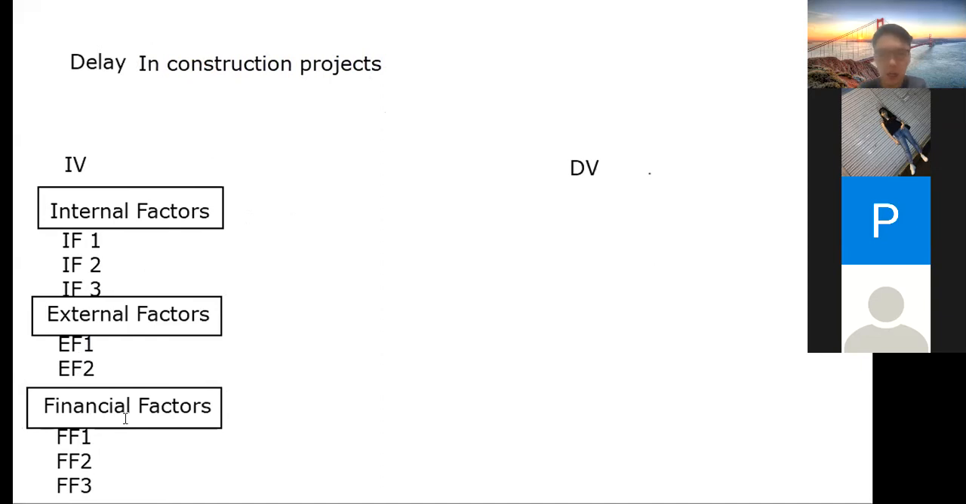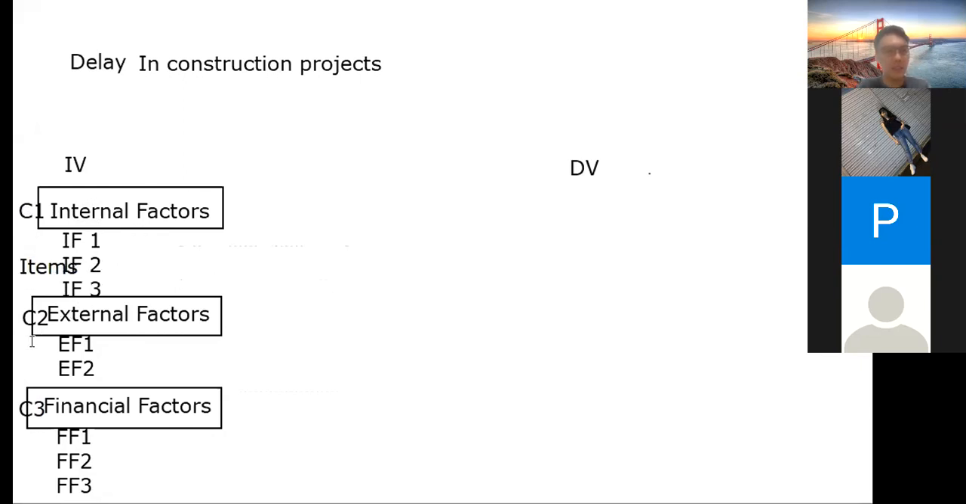Correct, it is a construct. Good. So I write C1, C2, C3. So this is a construct. Can you tell me, what are IF1, IF2, IF3? Items. Correct, these are items.